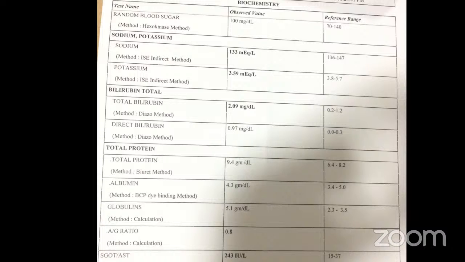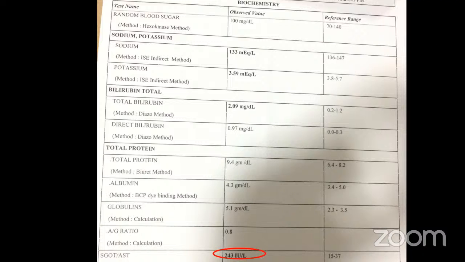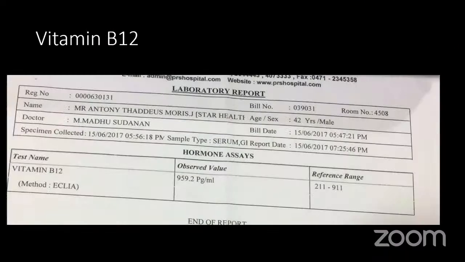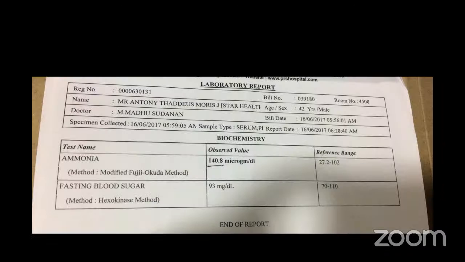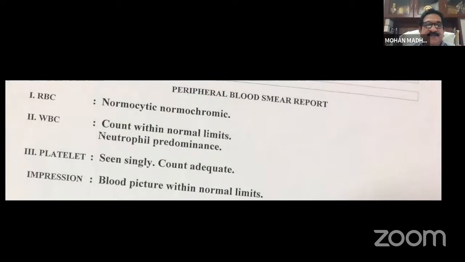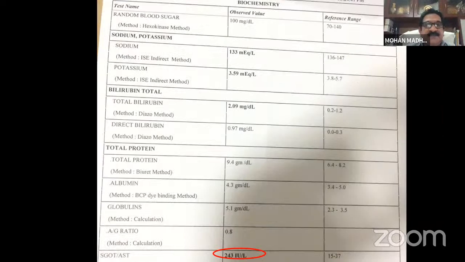So is this case VDRL, sir? This is VDRL. But it is predominantly peripheral neuropathy, no? So I did not consider a syphilitic cause. LFT was abnormal. I showed the ammonia was high. LFT, I will show the CPT also. The protein was like this. AST was 243.